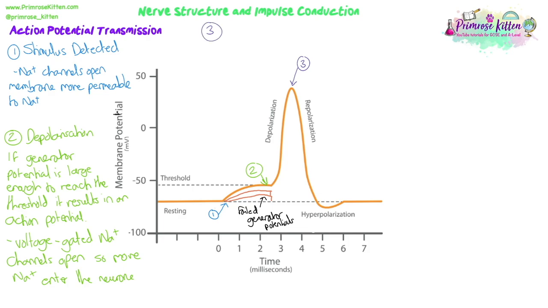So part three is where we then transition from depolarization to repolarization. Remember, every action potential will hit the same level, about plus 40 millivolts, and then the sodium ion channels are going to close and the potassium channels are going to open. This makes the membrane impermeable to sodium ions and more permeable to potassium ions. So they will diffuse out down their concentration gradient and bring that membrane potential back down, more negative, back down to the resting potential.